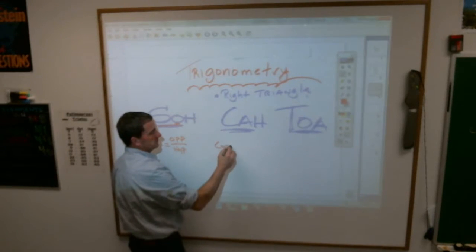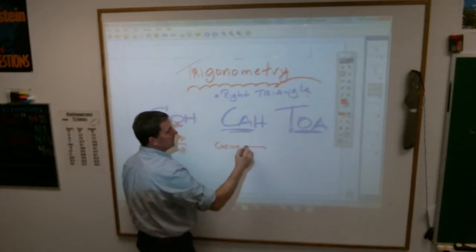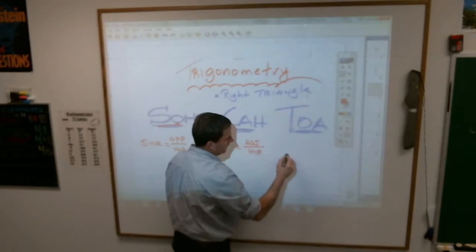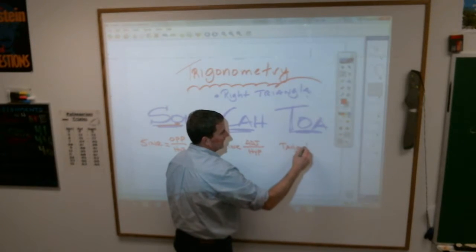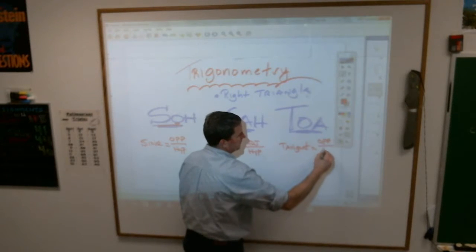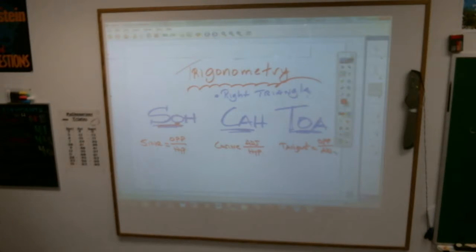Cosine is the relationship of the adjacent over hypotenuse. And toa is the relationship for tangent, which is the opposite over adjacent. Which means absolutely nothing to you. But if you get that part down, you'll be okay for right now.